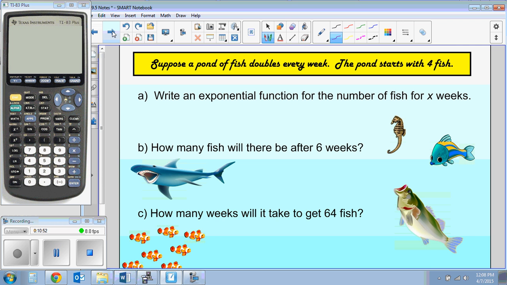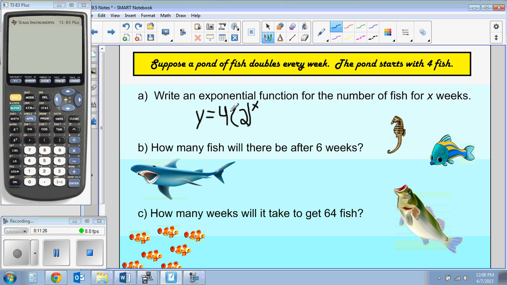Okay, the last thing is that suppose a pond of fish doubles every week. So the pond starts with 4 fish. We need to write an exponential function of the number of fish per week. So we're going to say y is equal to however many fish we're going to have total. We're starting off with 4 fish. And it doubles every single week, so that means it's going to multiply by 2, depending on how many weeks go by. And we're going to multiply it by 2 however many times the weeks go by, raising 2 to the power of x, since 2 is our rate.